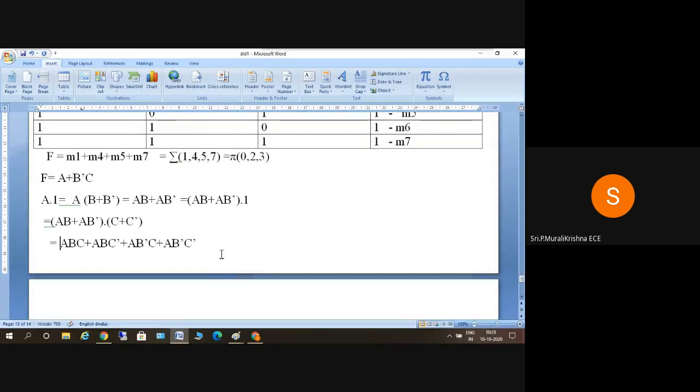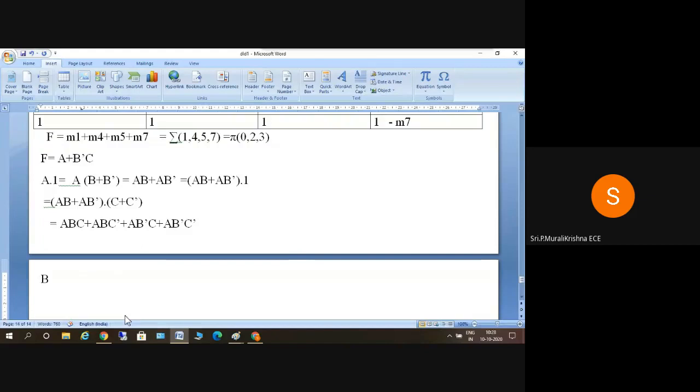And coming to B bar C, we can write this as B bar C into A plus A bar, because the missing term is A and A bar here. So that is equal to A B bar C plus A bar B bar C. And I will write them in the final expression.